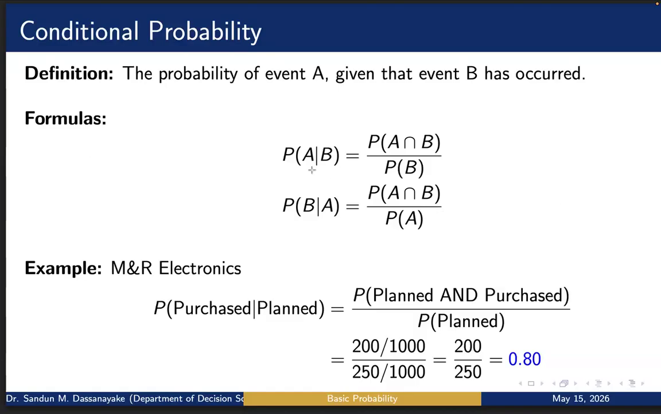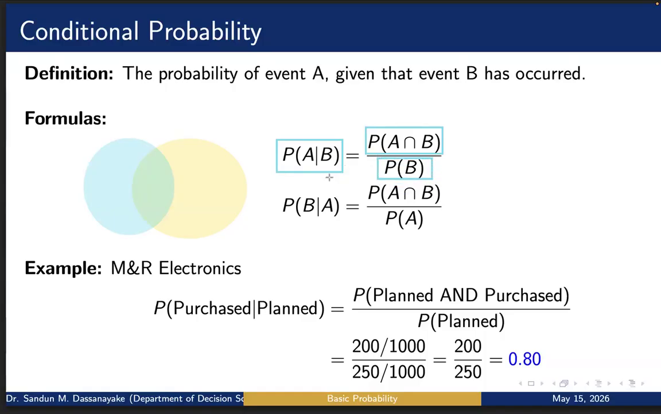So let's look at this event A. This yellow color is event A, and this blue color is event B. So the conditional probability formula, P(A given B). We read it as P(A given B), where B has occurred and A is conditioned upon B. It is given as P(A intersection B) divided by P(B).